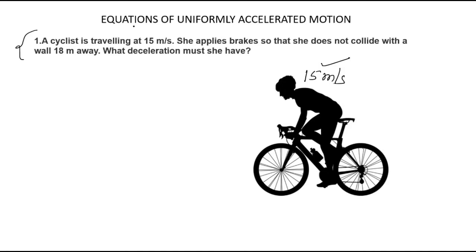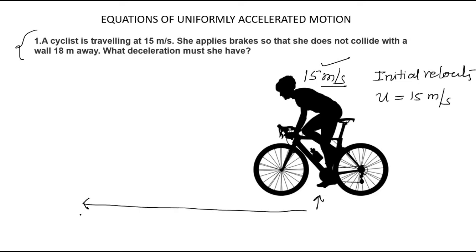We'll take an example here. A cyclist is traveling at 15 meter per second. She applies brake. So she is traveling 15 meter per second and then a brake is applied. So let's say that she is moving at 15 meter per second here at this point, and therefore the initial velocity, which is the symbol u, is equal to 15 meter per second. Then she applies brake. After that it travels for some distance, but there is a wall which is at 18 meter away from her. So when she applies a brake, her speed reduces.